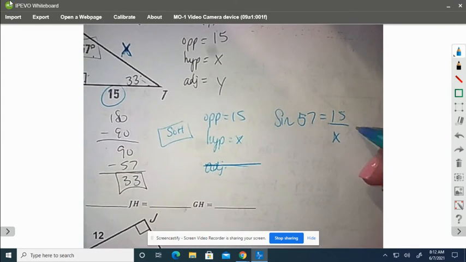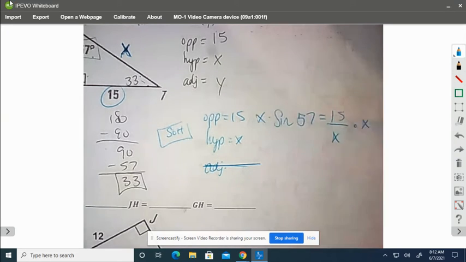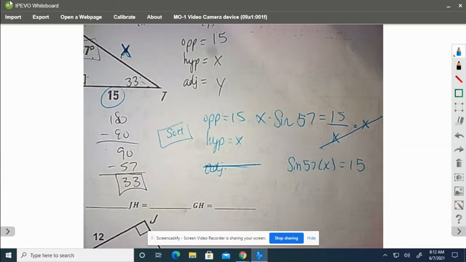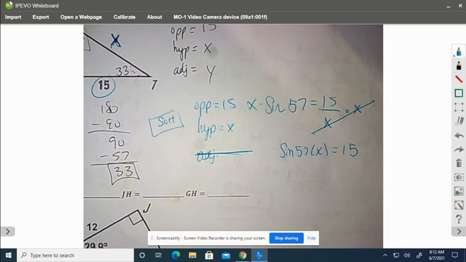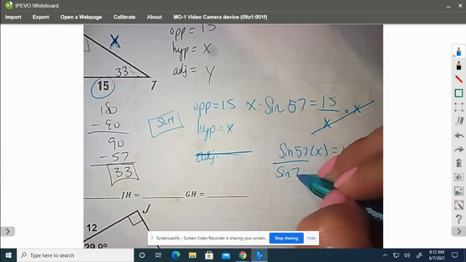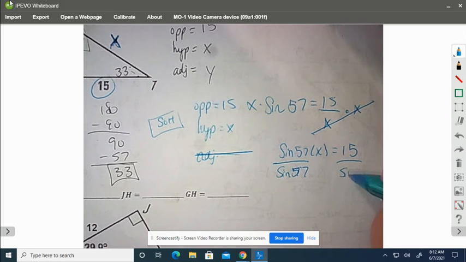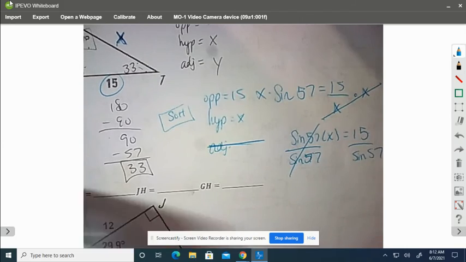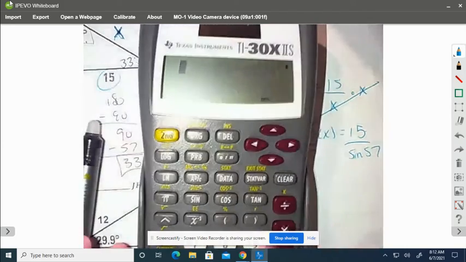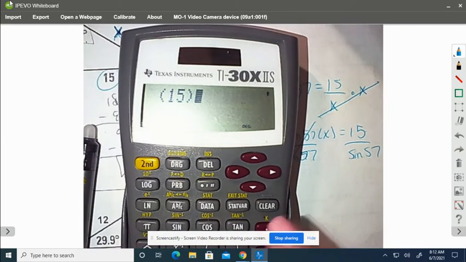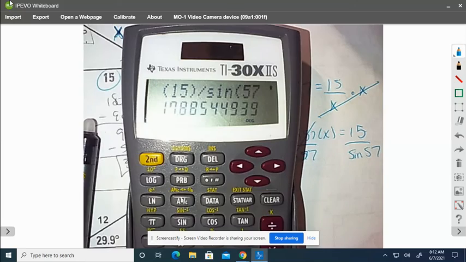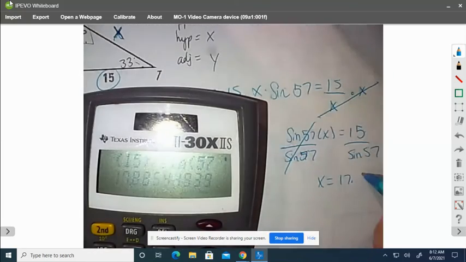Now to solve, I'm going to multiply by x on both sides. That gives me sine 57 times x equals 15. I want to get x by itself, so I'm going to divide by sine 57 on both sides. And that's what I'm entering into my calculator: 15 divided by sine 57. So in my calculator, I'm going to put parentheses around my 15, divided by sine 57, enter. That's going to give me that x is 17.9.